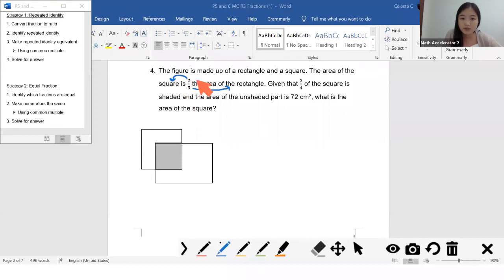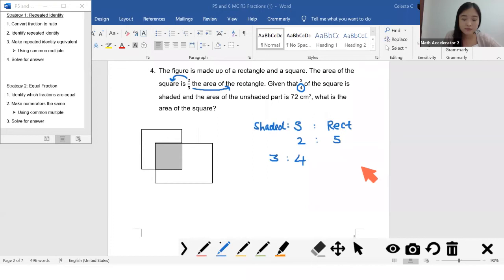So let's write down this fraction first in ratio. So you have square to rectangle. 2 is to 5. Given that 3/4 of the square is shaded, so remember, look at the denominator. 4 is for the square. Okay, how much of it is shaded? 3 parts out of the 4 units. So 3 is to 4.